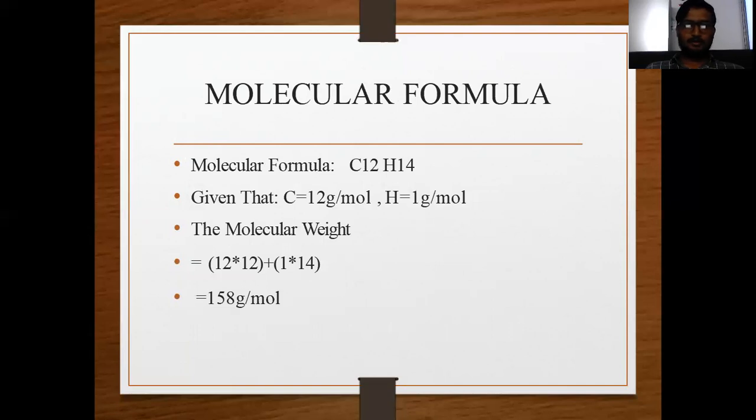Molecular formula of Buna S: C12H14. Carbon has a molecular weight of 12 grams per mole and hydrogen 1 gram per mole. So the molecular weight is 12 times the carbon weight plus 14 times the hydrogen weight: 12 into 12 plus 1 into 14, which is 158 grams per mole. So the molecular weight of Buna S is 158 grams per mole.